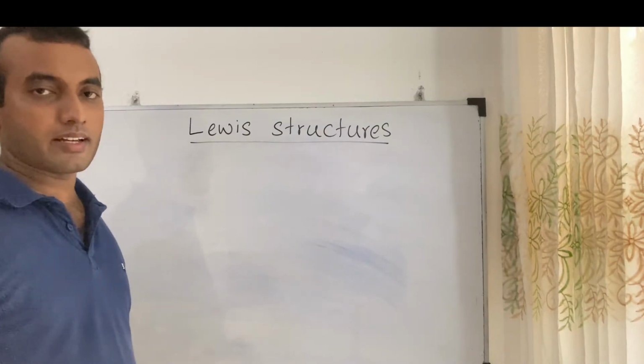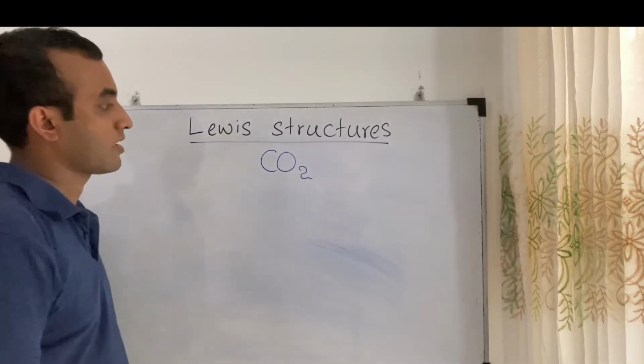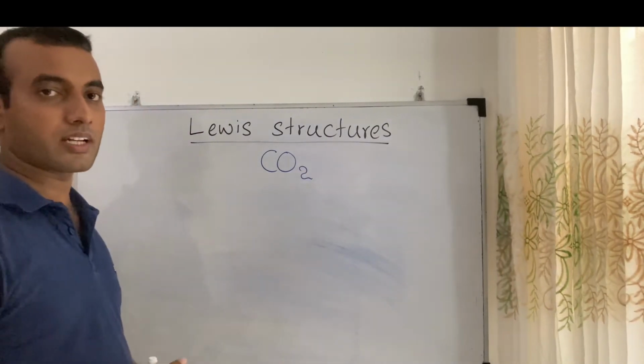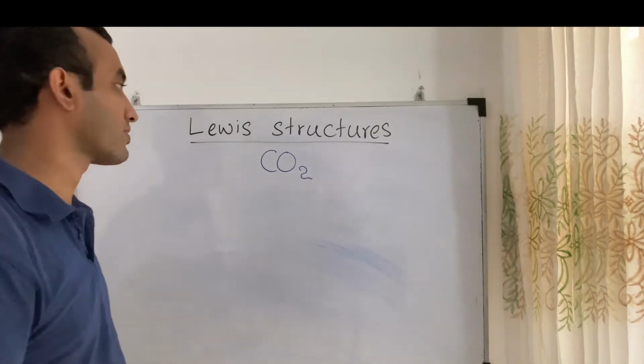Let's try to understand how to draw the Lewis structure of carbon dioxide. The first step of drawing Lewis structures is to calculate the number of valence electrons associated with this formula.